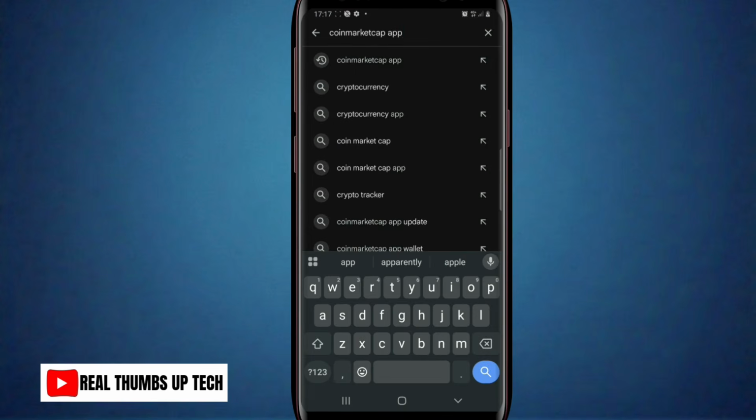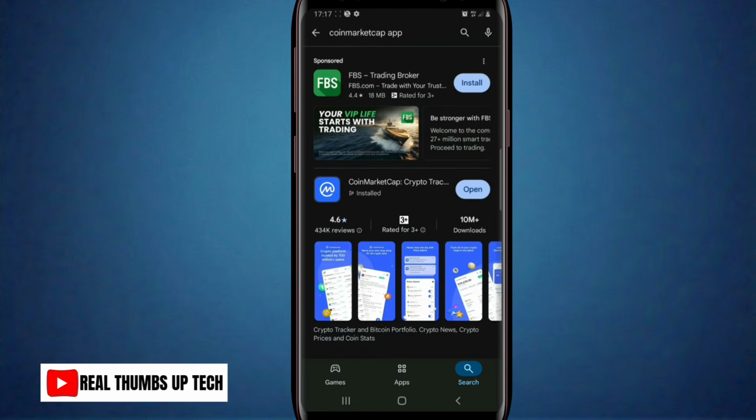So once you come over to your Play Store or your Apple Store, you type CoinMarketCap. When you search, it will bring up the CoinMarketCap app, all right? You can go ahead and install it if you don't have it installed on your phone. So that is how you can get CoinMarketCap, either use it on web or via app.